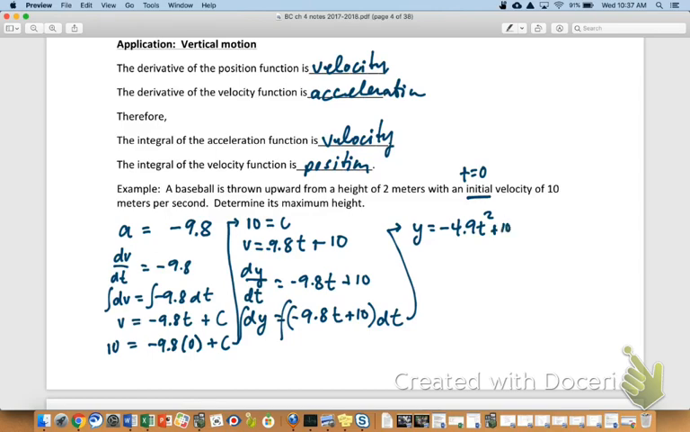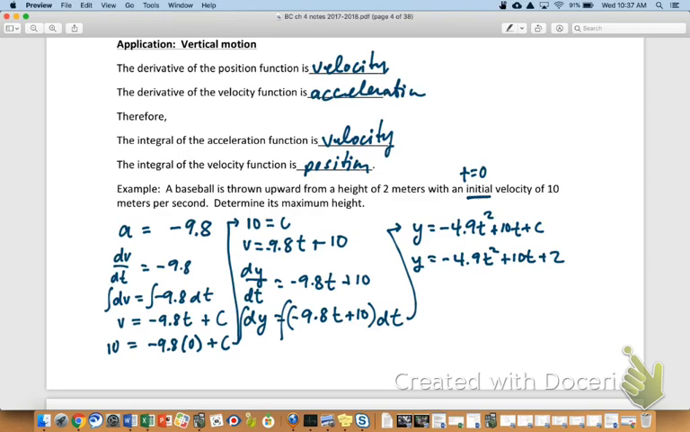plus c. Now at this point you might have already figured things out. What's my c going to be? 2, right? Because I already know initial means when t is 0, the height is 2. So you could say y really equals negative 4.9t squared plus 10t plus 2. And that would be my position or my height function. You could have used, did anybody use h for height? That would have made sense as well. Yeah. Okay, so it wants to know the maximum height.